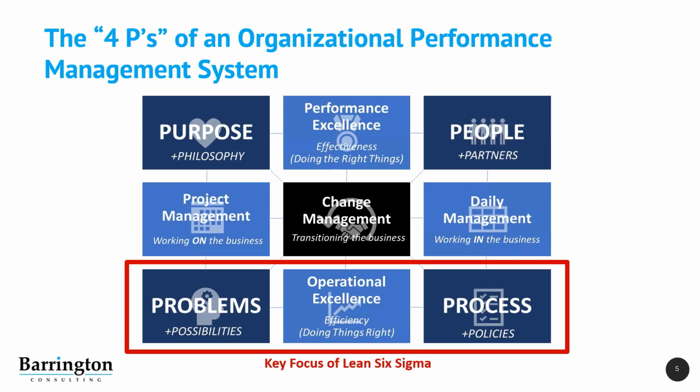Or the possibilities of what we could do. That's our operational excellence. That's our efficiency. That's making sure you're doing things right. And that's the key focus of Lean Six Sigma. Lean Six Sigma actually is born out of two methodologies.